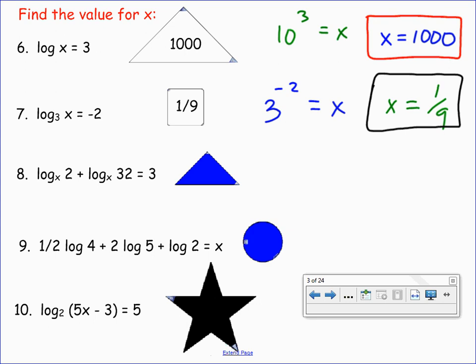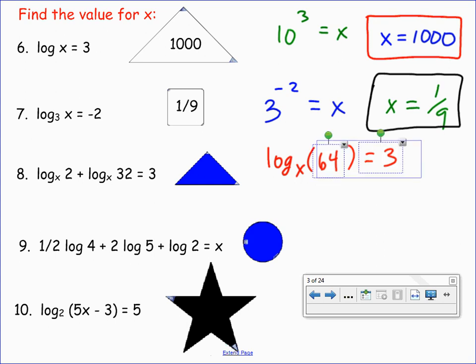Let's go ahead and rewrite that left-hand side as a single log base x of, and it looks like 2 times 32 would give me an input of 64. Remember, when we multiply powers, we add exponents. So if we add logs, it must be the log of a product. That's multiplication. 2 times 32 is 64 equals 3. And now we're ready to exponentiate.